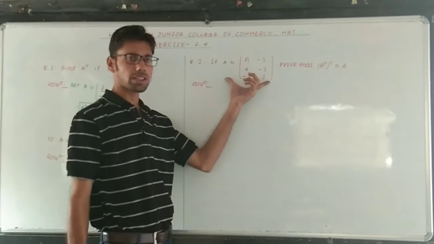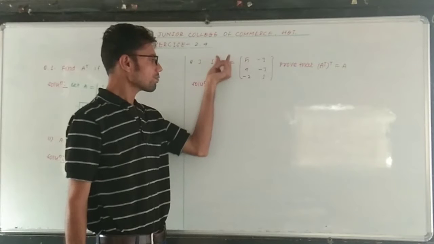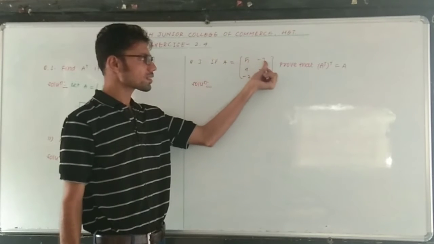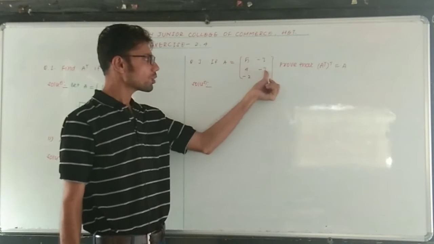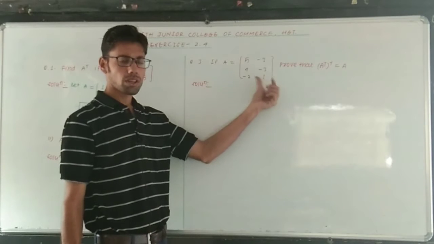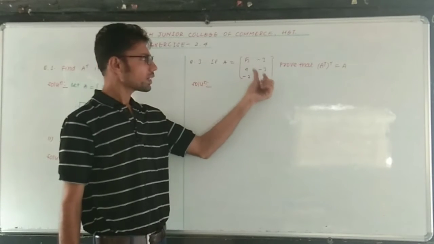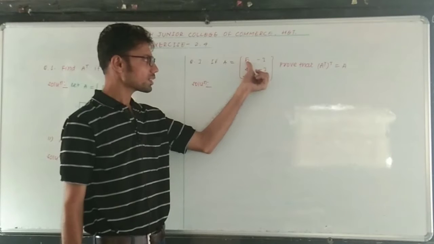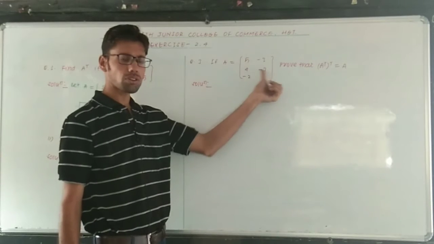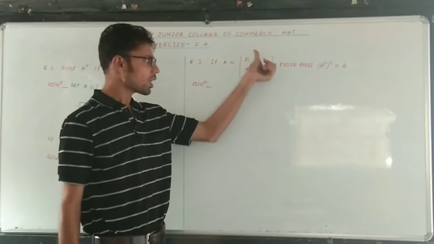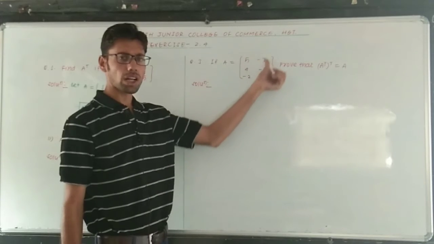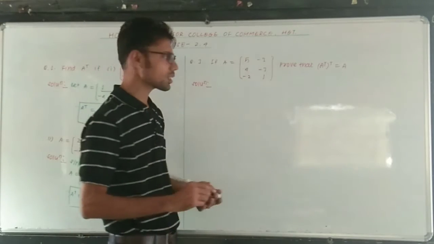Come to question number 3. If capital A is equal to the matrix [5 -3; 4 -3; -2 1], what is the order of that matrix? It contains 3 rows: this is the first row, this is the second row, and this is the third row. And how many columns? It contains 2 columns. Therefore its order is 3 by 2.